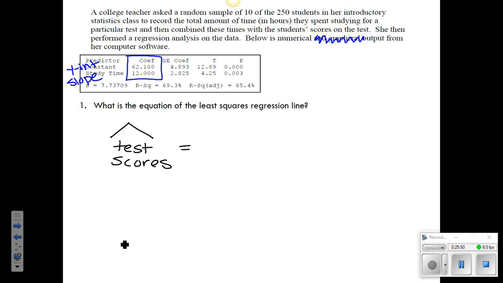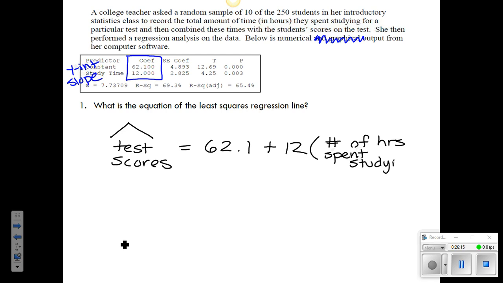All right, so let's do this. What's 62.1? That's going to be our y-intercept plus 12 times number of hours spent studying. All right, and that's it.